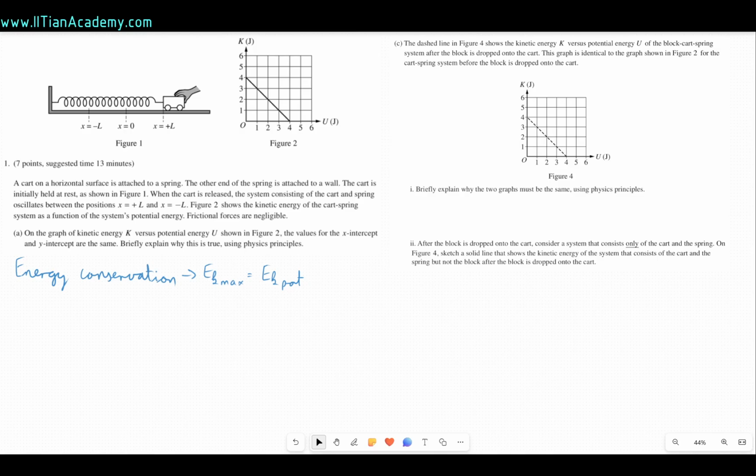And well, the reason is that we do no work on the system. So by dropping the block, we do not add any energy to the system. Therefore, the total energy in the system must remain constant. So no change in total energy of the system.